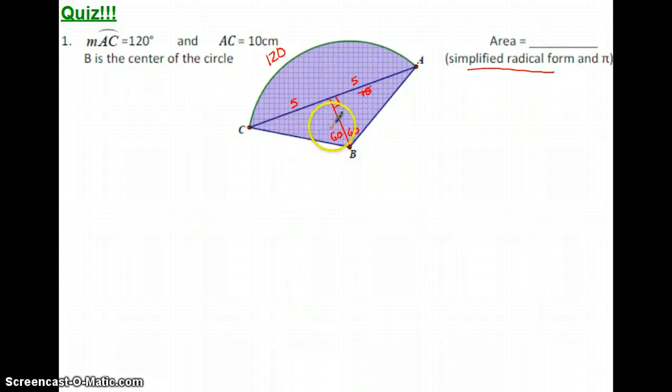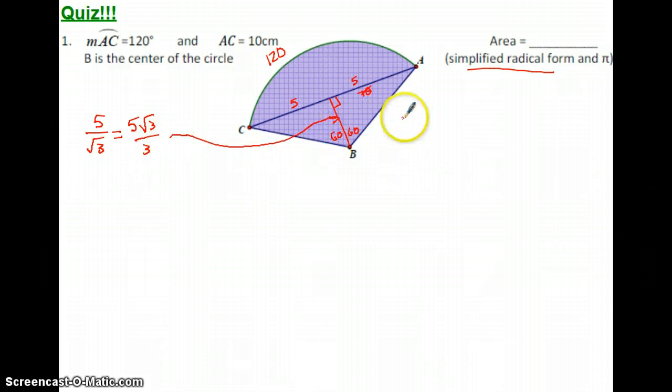That means that the thing in here is going to be 5 divided by the square root of 3, which is the same as 5 times the square root of 3 over 3. That is the length of this little piece right here. And then the radius is going to be double that. It's going to be 10 times the square root of 3 over 3.